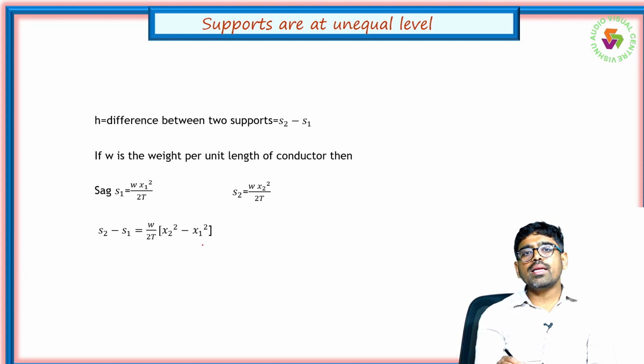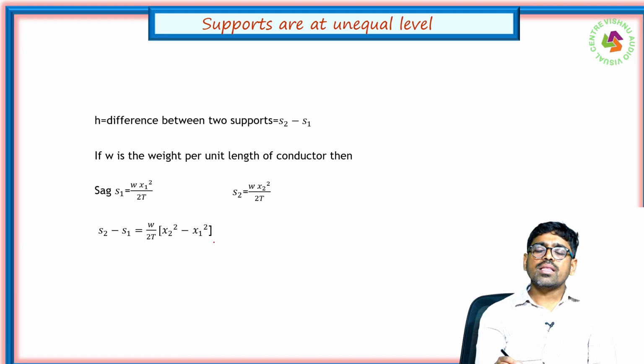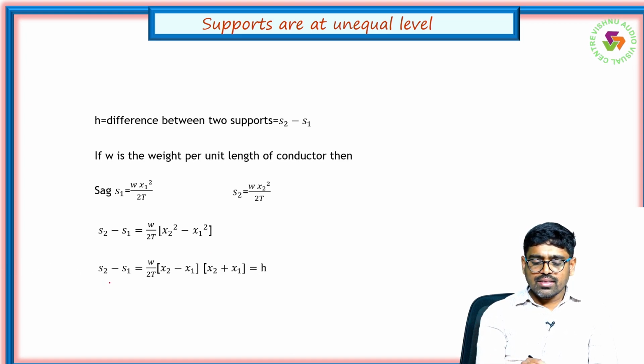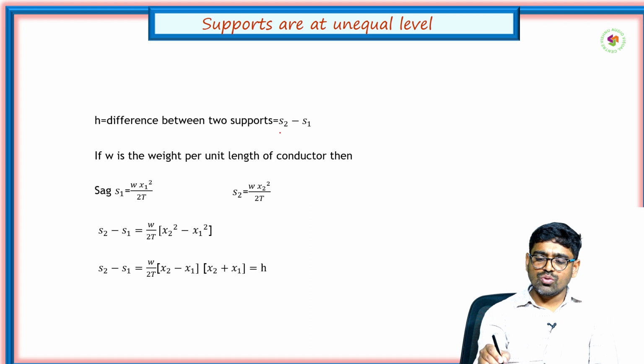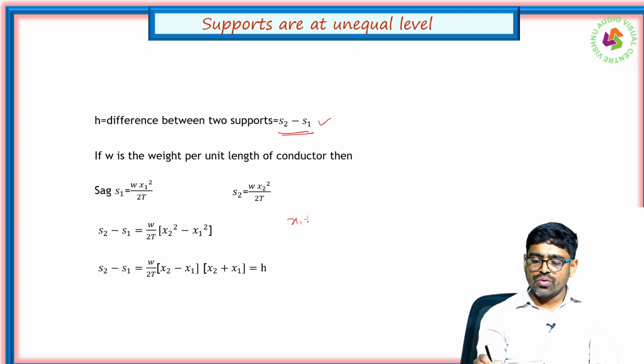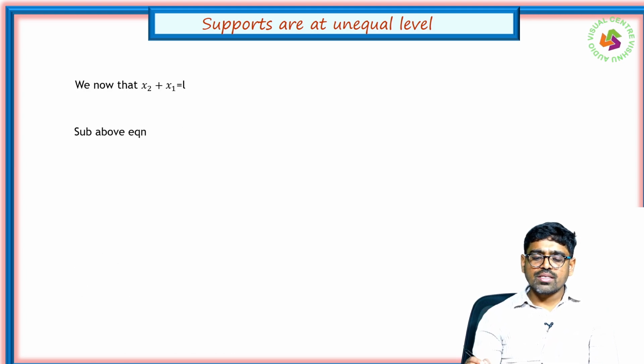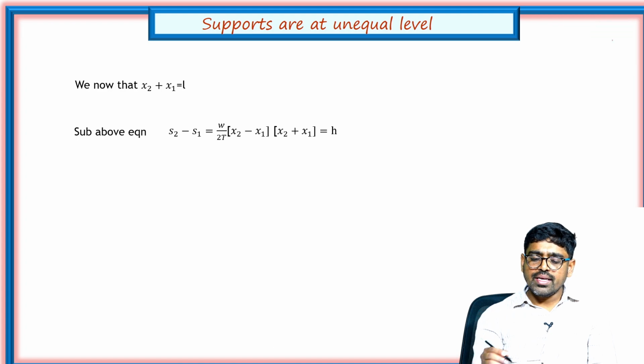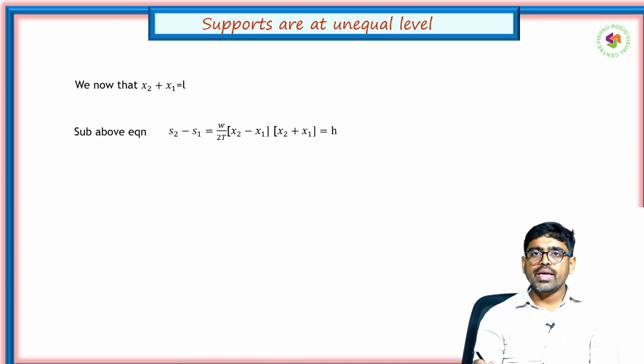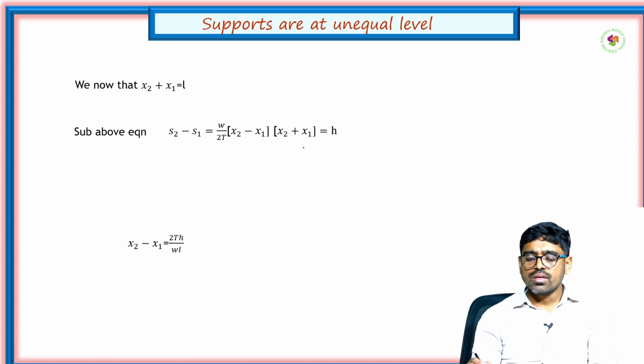X2 square minus X1 square, like a square minus b square, we can write as a minus b into a plus b. Then S2 minus S1 equals W by 2T into X2 minus X1 into X2 plus X1, which equals H, since S2 minus S1 is nothing but H. We know that X1 plus X2 is the span length L. If we substitute X2 plus X1 equal to L in that relation, then W by 2T into X2 minus X1 into X2 plus X1 equals H.